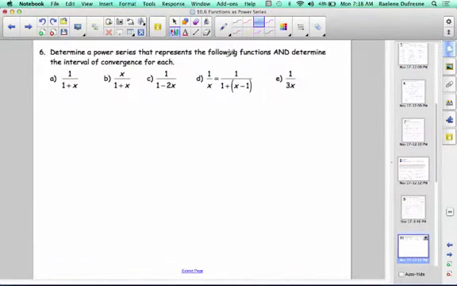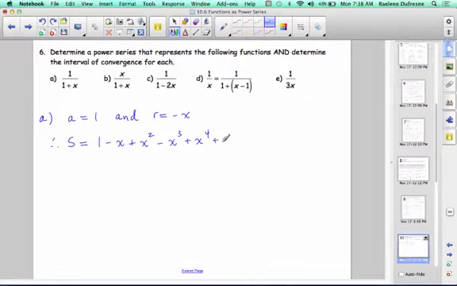Okay, so if we do this, in part A, we see that we have a is equal to 1, and r is equal to negative x. So the power series is going to be 1 minus x plus x squared minus x cubed plus x to the 4 plus dot dot dot plus x to the n.